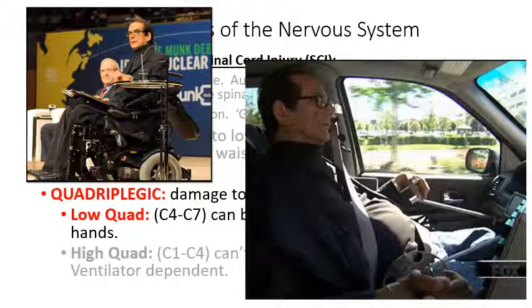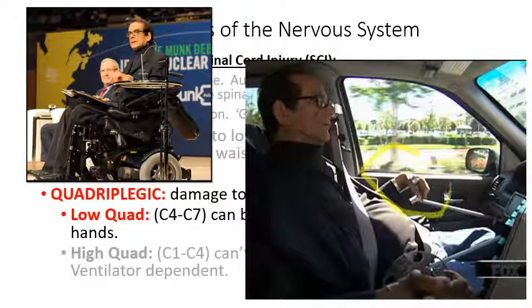So Charles Krauthammer needed a ventilator to sleep, but he did have some control over his hands. He had an electric wheelchair, not a manual wheelchair like Rick Hansen had, and he could control the electric wheelchair with a joystick, and he could also drive, which is kind of interesting.